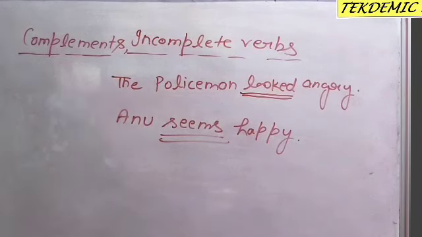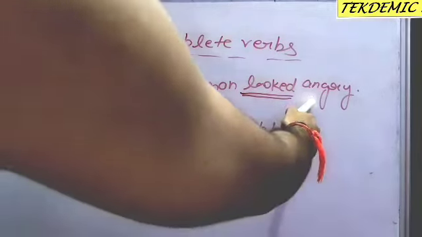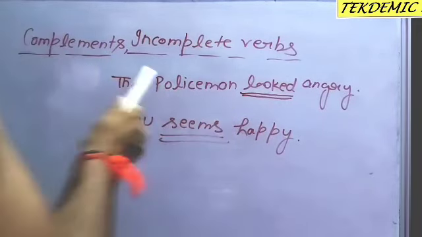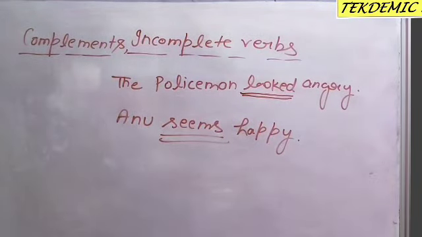So what is a complement? A word required to form a complete predicate is called a complement to the verb. So angry is a complement, happy is a complement, and looked and seems are incomplete verbs.